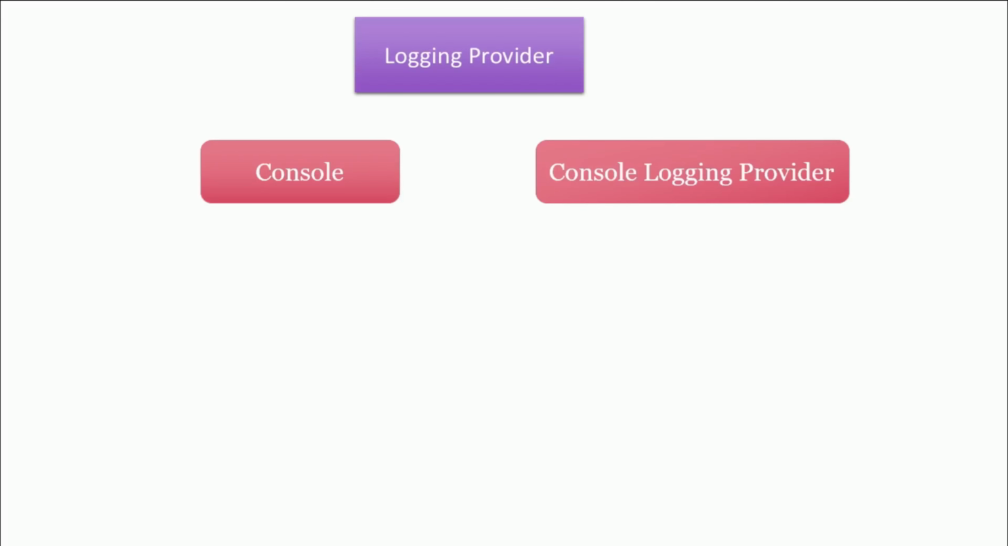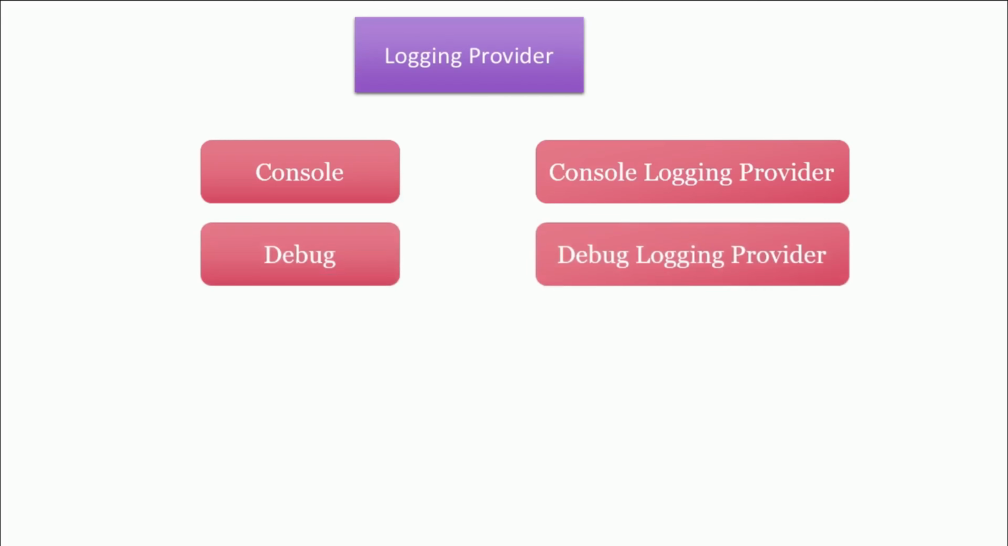But the good news is Microsoft already wrote the code and they call it the console logging provider. So the console logging provider logs output to the console. For debug, we have the debug logging provider. The debug logging provider writes log output by using the System.Diagnostics.Debug class. Calls to System.Diagnostics.Debug.WriteLine write to the debug provider. Out of the box, Microsoft provides support for two more sources.